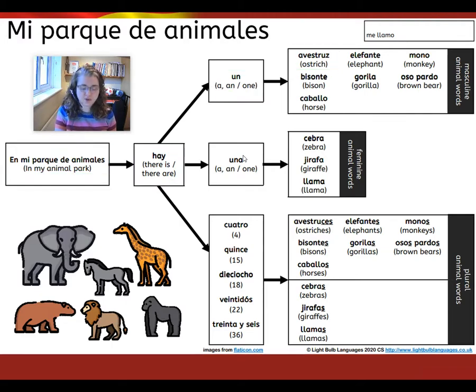And next, how will you say, in my animal park, there is one giraffe? Point to the words that you're going to need and in the right order.